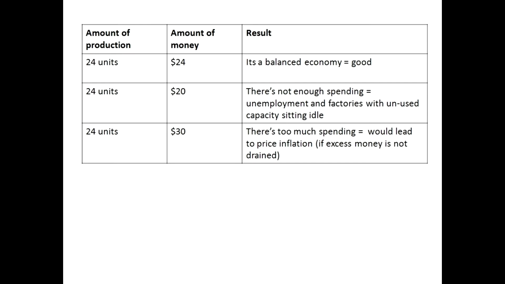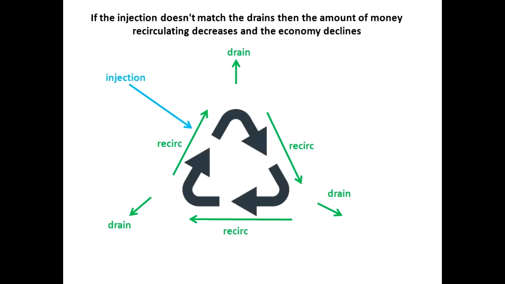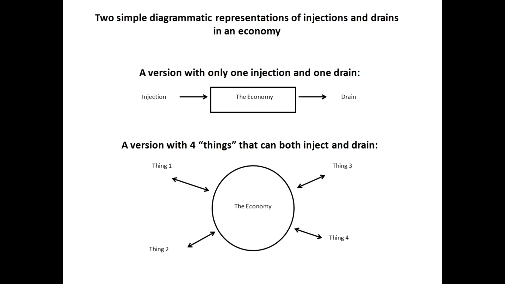There's a couple other scenarios that we could have looked at here, involving changes to the production side of things, but we'll leave them for the moment and do them later when we look at inflation in a bit more detail. So we'll go back to our circulation, injection and drain diagram, but now we're going to represent it slightly differently in preparation for looking at some scenarios that involve more practical injections and drains. So the first diagram we'll use is a single injection, single drain diagram.